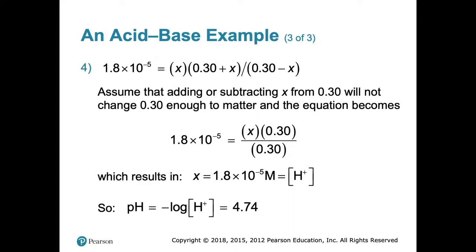So continuing this example, we have the Ka, and then from the ice table, x is the hydronium ion or proton concentration, and the 0.3 plus x is the concentration of the acetate ion. And then that's all divided by the acetic acid, which is 0.3 minus x from the ice table. And once again, this is a you're welcome moment.